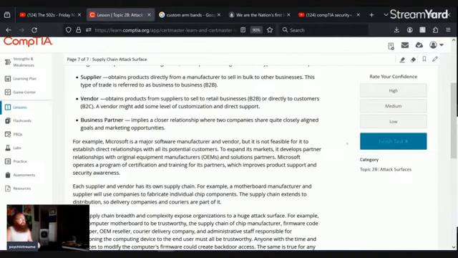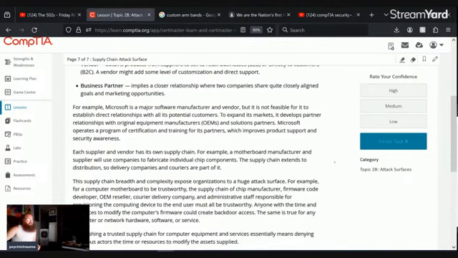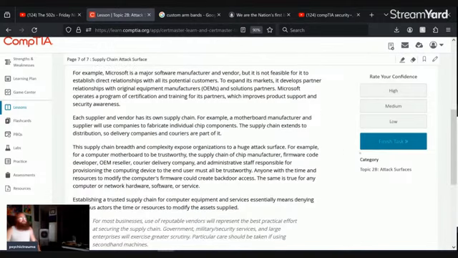Each supplier and vendor has its own supply chain. For example, a motherboard manufacturer and supplier will use companies to fabricate individual chip components. The supply chain extends to distribution, so delivery companies and couriers are part of it. This supply chain breadth and complexity expose organizations to a huge attack surface.